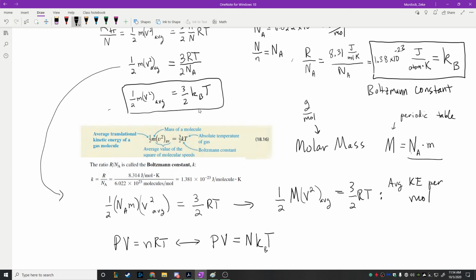You can prove for yourself that little n times R is equivalent to big N times kB. Little n is the number of moles, big N is the number of atoms. Just use the definition that R over Na is equal to the Boltzmann constant. You can replace R with Na times Boltzmann, and then you get little n times Na. So that's a nice relationship that we can use.